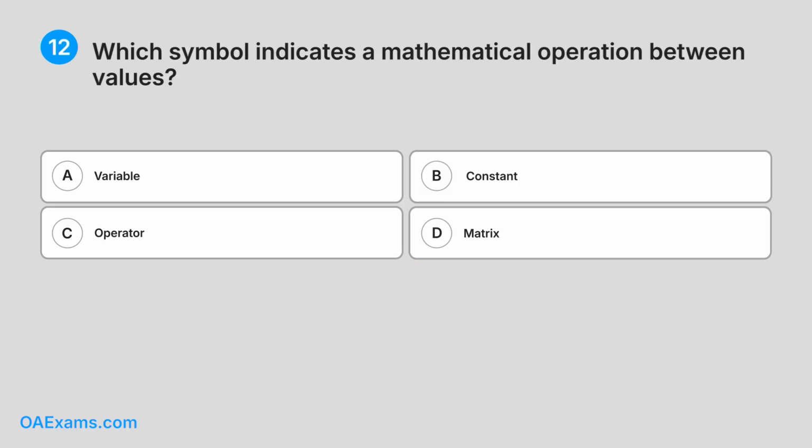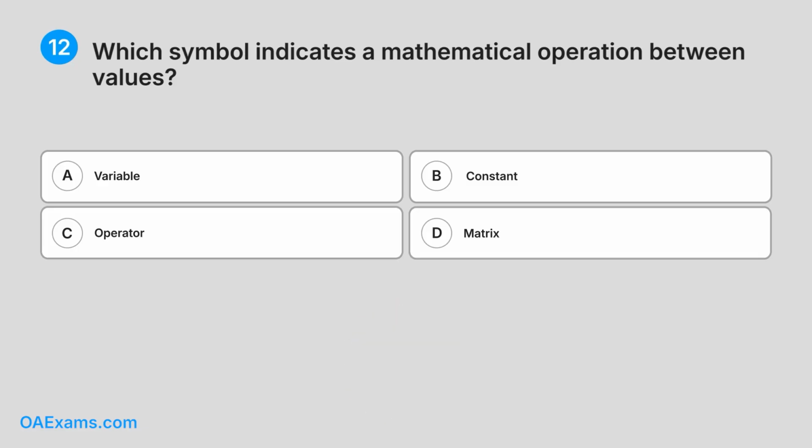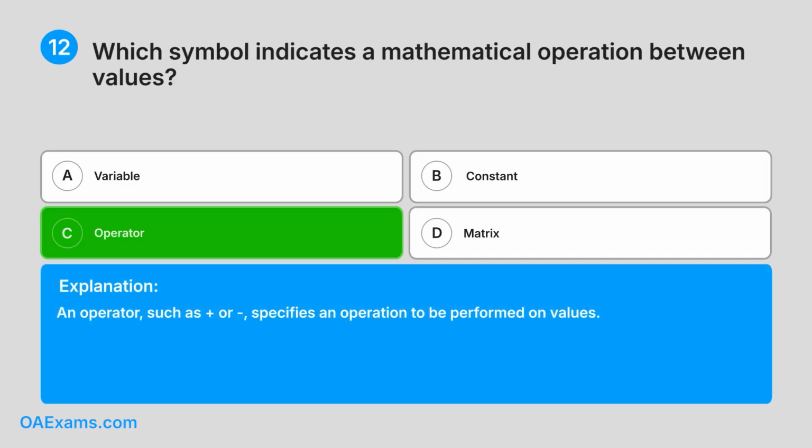12. Which symbol indicates a mathematical operation between values? A. Variable. B. Constant. C. Operator. D. Matrix. Do you know the answer? Correct answer. C. Operator. Explanation. An operator, such as plus or minus, specifies an operation to be performed on values.